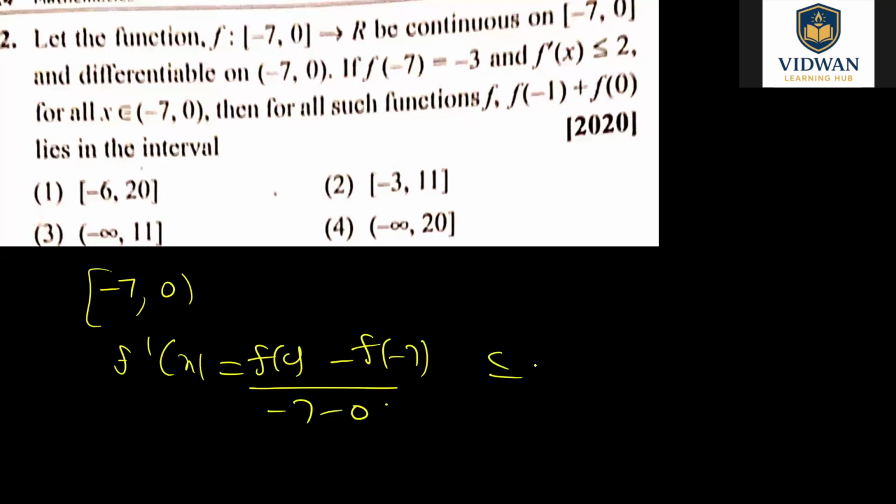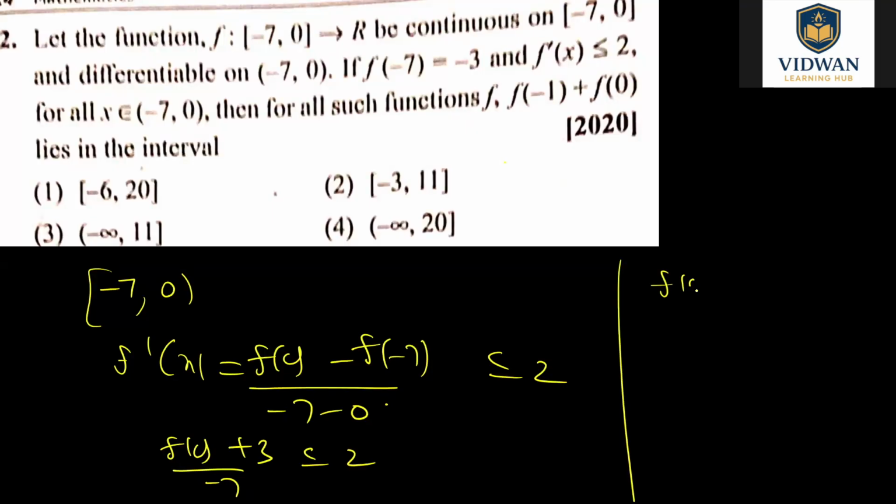It should be less than or equal to 2. So use this condition. Then f of 0 we have to find. What about f of minus 7? It's minus 3. So this will become plus 3 by minus 7 less than or equal to 2. So when you multiply with minus 7, inequality will reverse and we'll get f of 0 plus 3 is greater than or equal to minus 14. f of 0 is greater than or equal to minus 17.